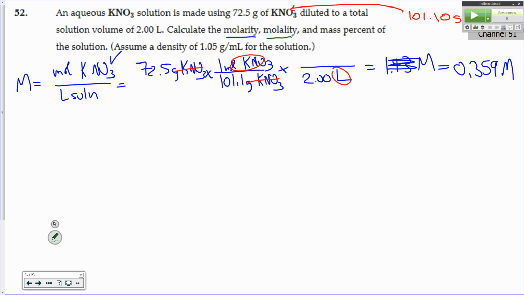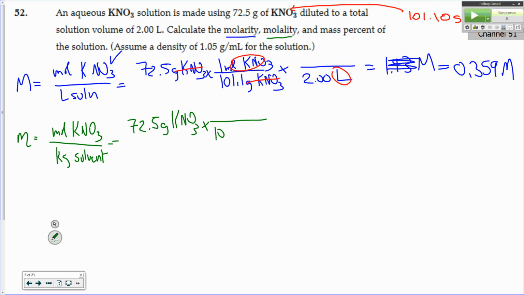With molality, lowercase m, I want, again, the moles of potassium nitrate. So the first part of the problem is going to be the same, divided by the kilograms of the solvent in this case. The first portion is going to start the same to get to moles of the potassium nitrate: 101.1 grams per mole. So now we've got the first half of it done. Now we've got to figure out the amount of the solvent that's there.